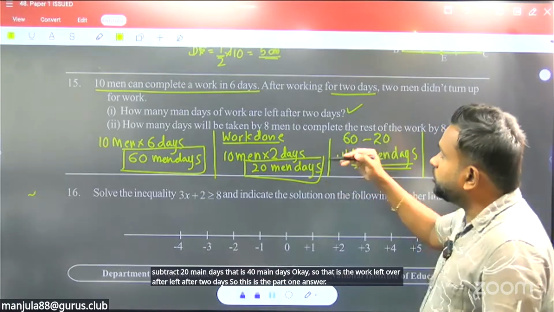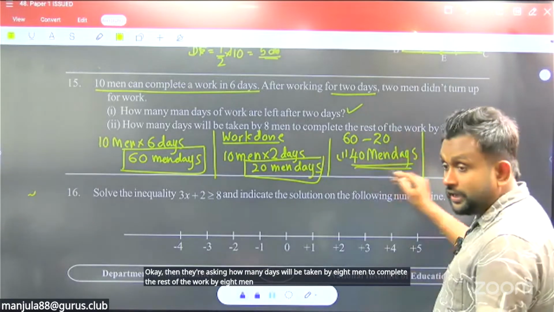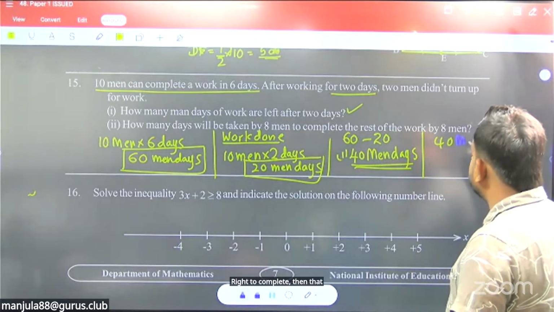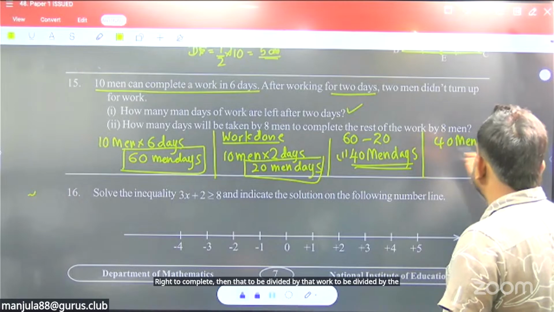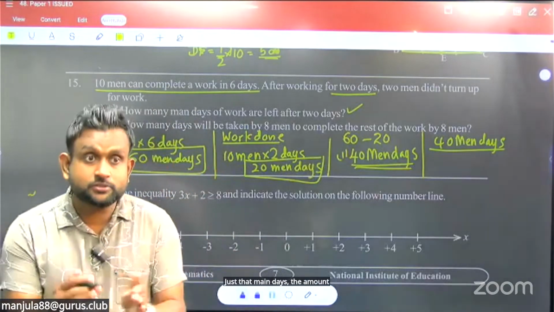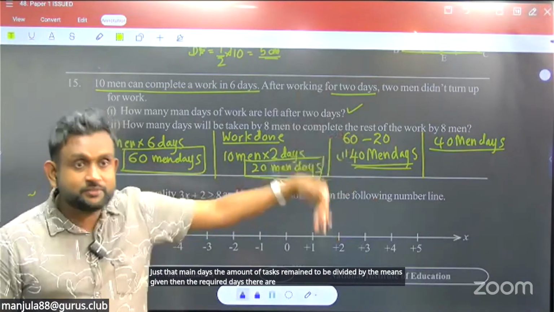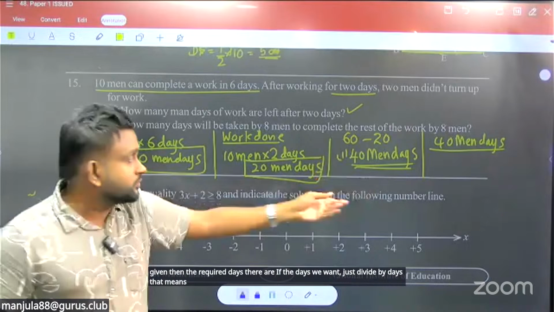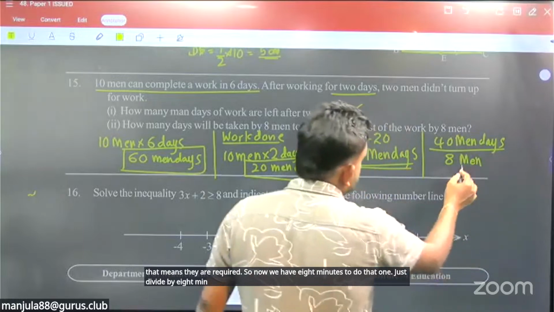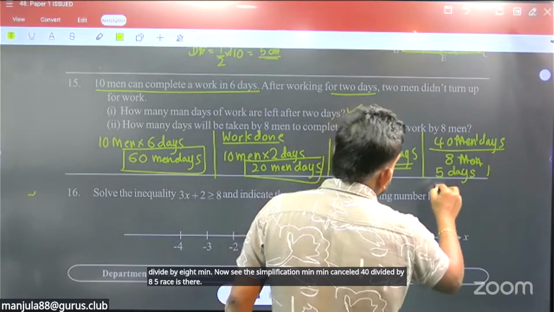Okay, then they're asking how many days will be taken by 8 men to complete the rest of the work. So this is the work remaining to complete. That work is to be divided by the men available now. The amount of task remaining in man days is divided by the men given, then we get the required days. If the days are given, just divide by days, and we get the men required. So now we have 8 men to do that, just divide by 8 men. Now see this simplification, men cancelled, 40 divided by 8, 5 days. Okay, 5 days.